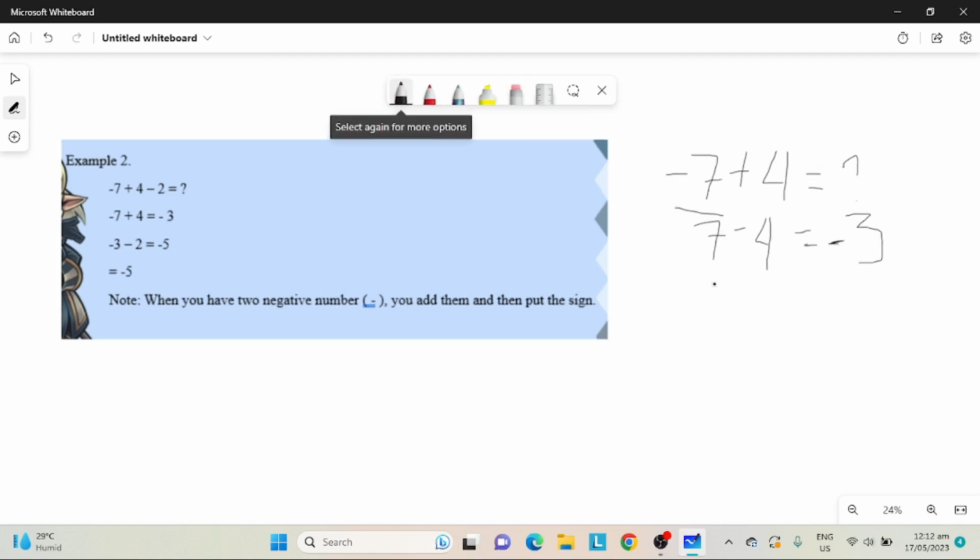But that's not all. We have also the negative 2. So after that, copy the negative 3 and then put the negative 2. Negative plus negative is equal to negative. Then 3 plus 2 is equal to 5. There you have it. Note: always, when you have two negative numbers, you add them up and put the negative sign. Like negative 3 and negative 2, you just combine them, then copy the negative sign.